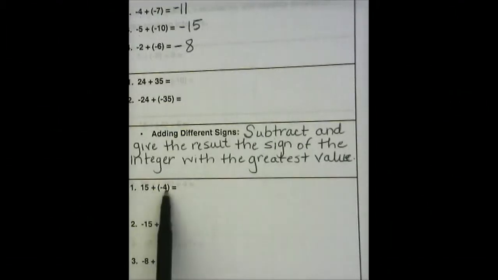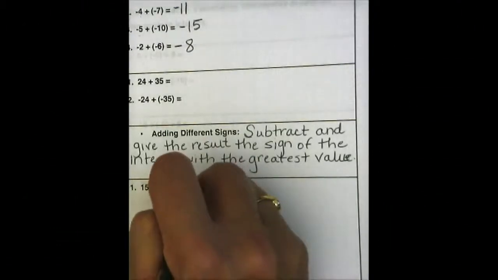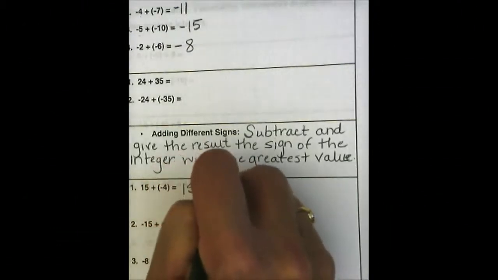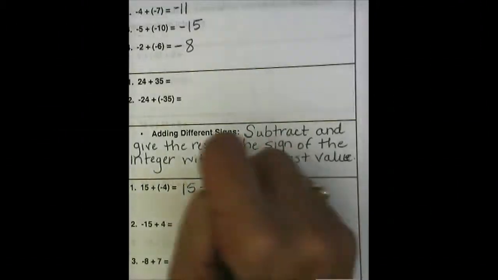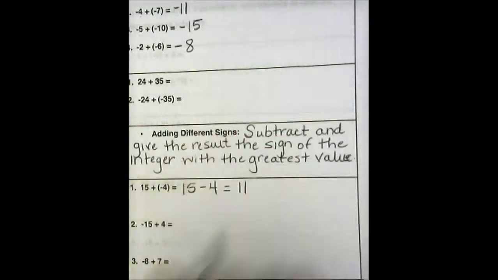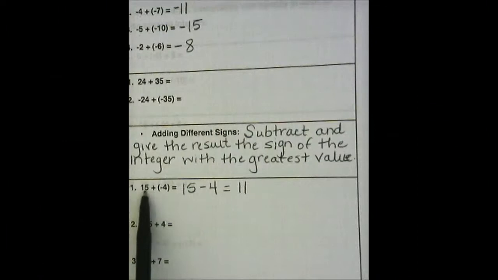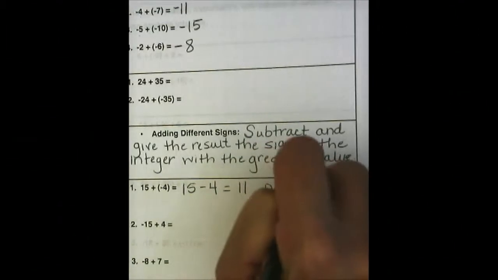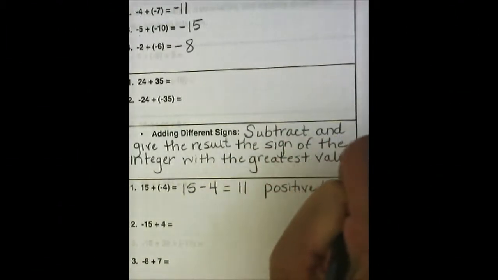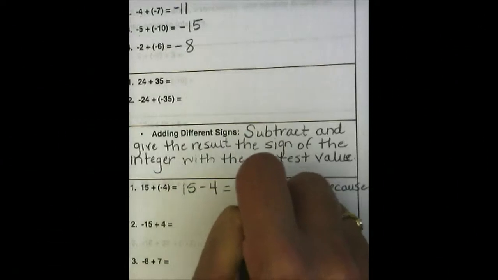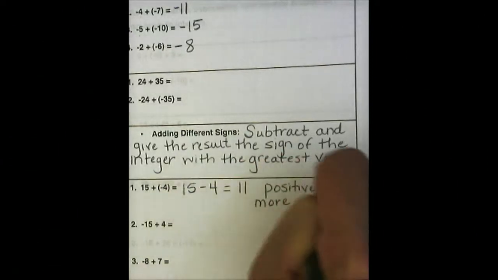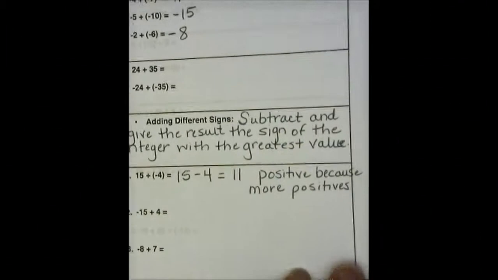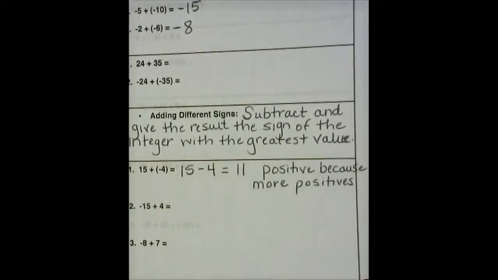We've got 15 plus negative 4, so we're adding a positive and a negative. So I'm going to subtract the 2 integers. So 15 minus 4, and I know that 15 minus 4 is 11. And I want to look back. I have more positives than negatives. I have 15 positives and 4 negatives, so my answer is going to be positive. Positive because there are more positives than negatives.